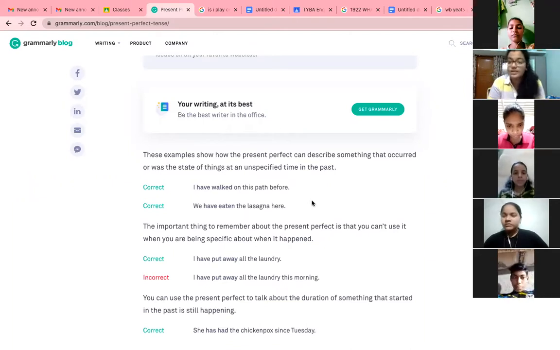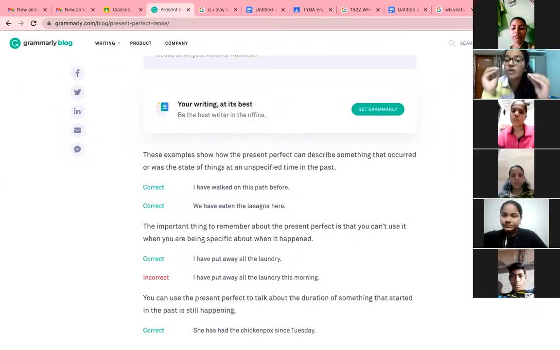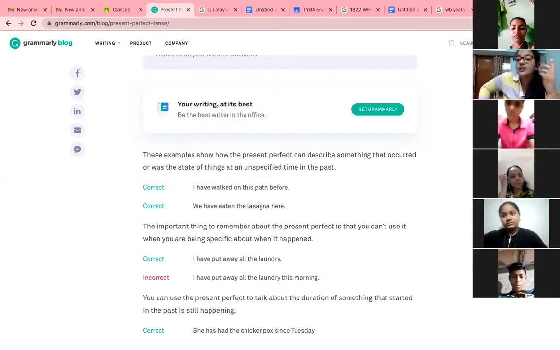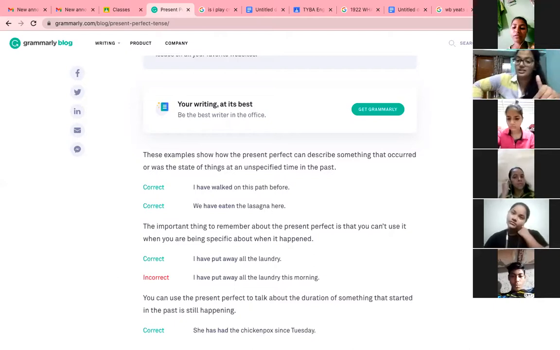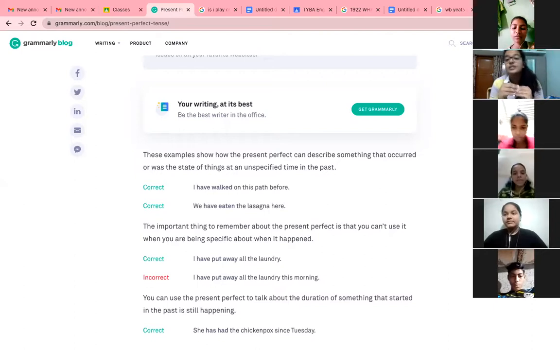Okay, let's go further. The important thing to remember about the present perfect is that you can't use it when you are being specific about what happened. As I told you, you can't talk about specifics here. I told you it started in some indefinite time. If I start to say, oh no, but on 1st January we started the English classes, now that's not present perfect. You're not talking about something definite here. It is talking about somewhere in time.